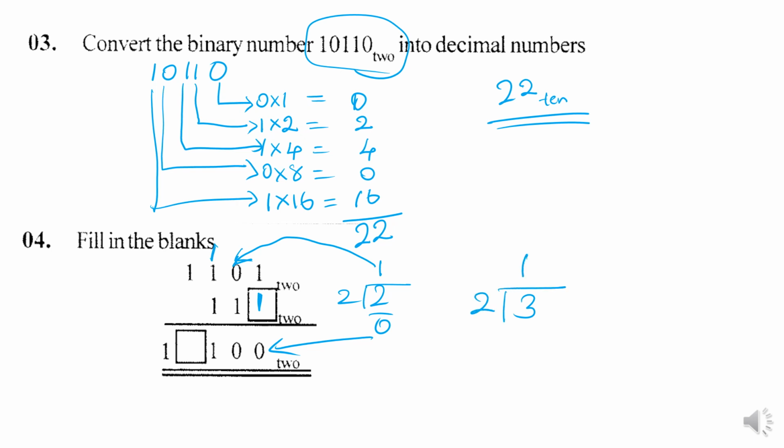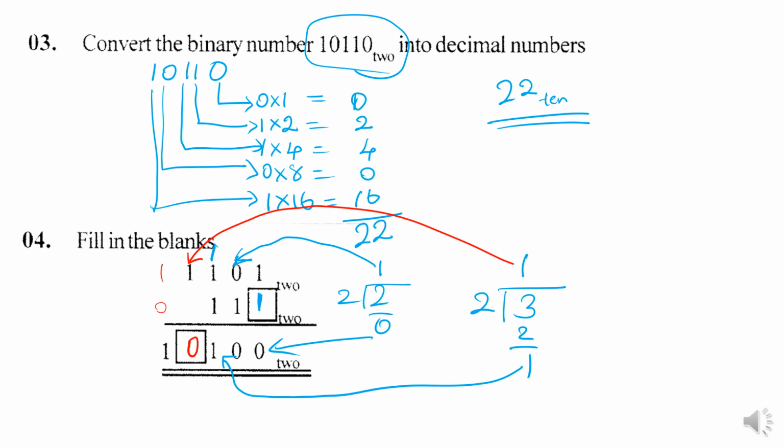The answer is 1. 1 into 2 is 2. The remainder is 1. You take this remainder here and you carry this 1 here, right? And then 1 plus 1 is again 2. That means you write 0 here, and 1 carries here. 1 plus 0 is 1.